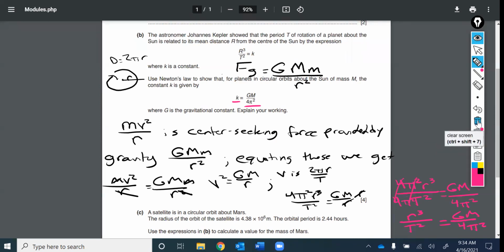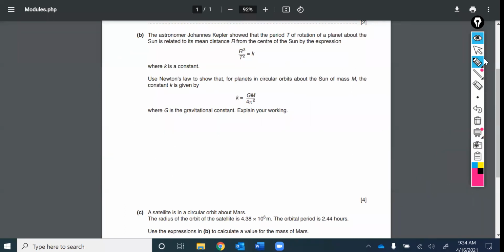Easy come, easy go. Don't worry, you can just pause the video and rewind it if you still needed any of that.